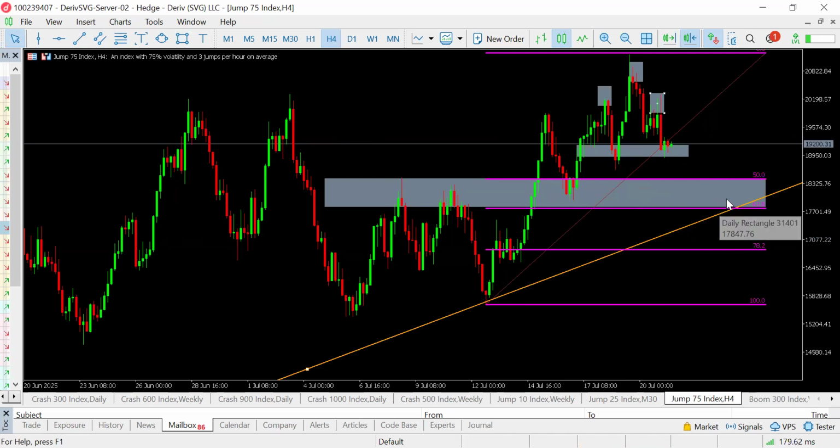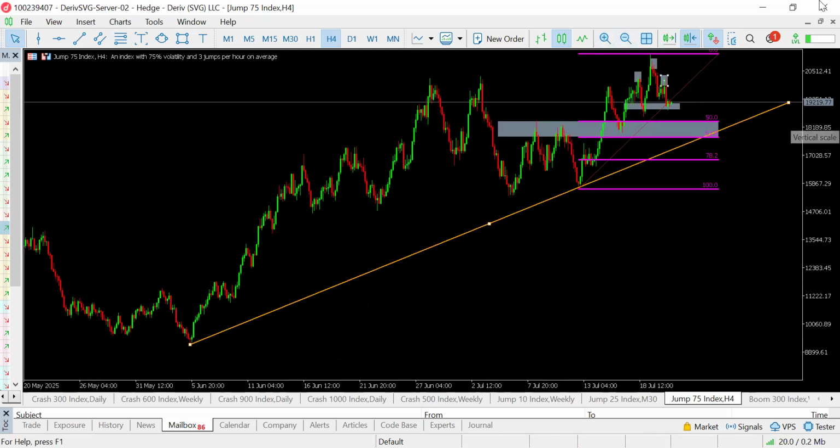So how do I look for buy opportunities? When price gets into this place, I can look for bullish reversal patterns or bullish chart patterns, like if price comes here to make a double bottom, or gives me an inverse head and shoulders pattern, or a bullish engulfing candle appears here, or a morning star appears here, then I can take my trade. So this is a simple analysis for the Deriv synthetic index 75, Jump 75 index.